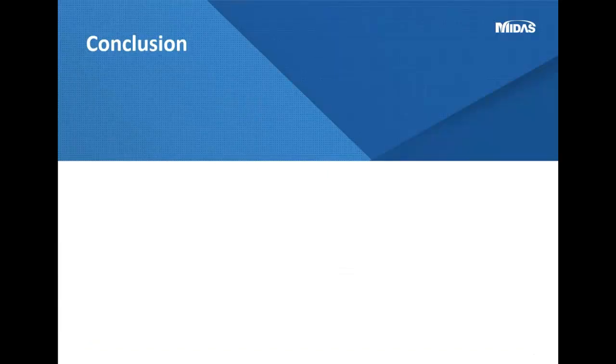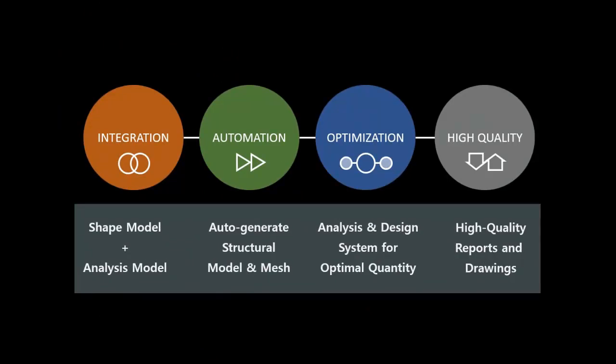Okay, so let me conclude my webinar today: MIDAS nGen is available for us all because of its integration that can integrate the shape model with the analysis model. There are automated functions that can help you to easily create the model, and there is auto mesh as well, so you don't need to worry about meshing your slab. Then further there is optimization that can be done by the program. Then further high quality outputs like reports and drawings can be generated by MIDAS nGen and MIDAS Drawing.